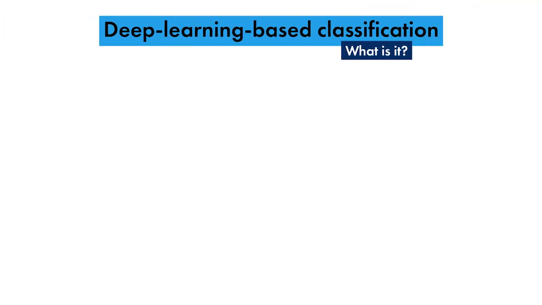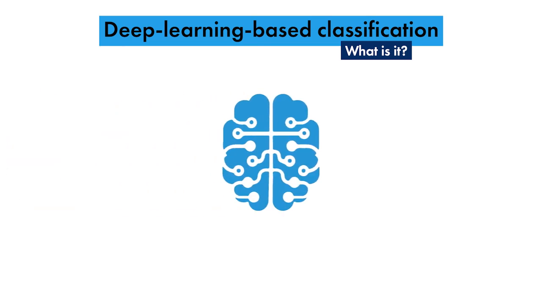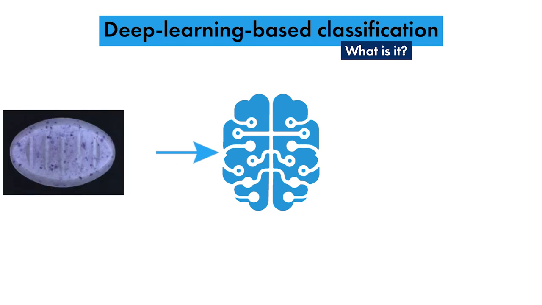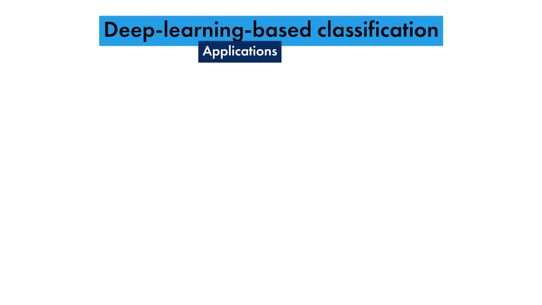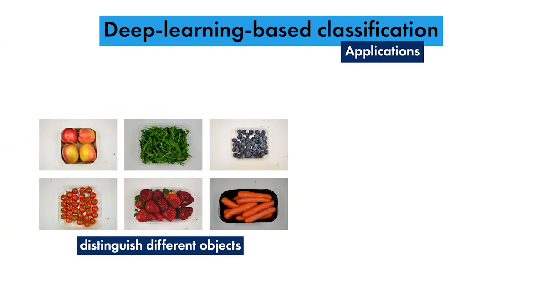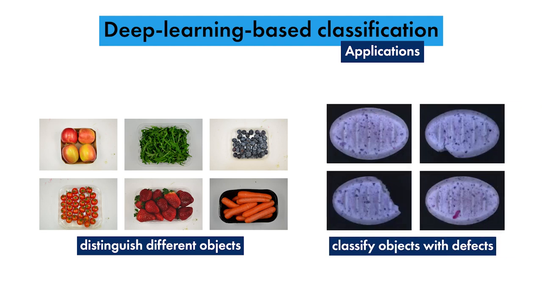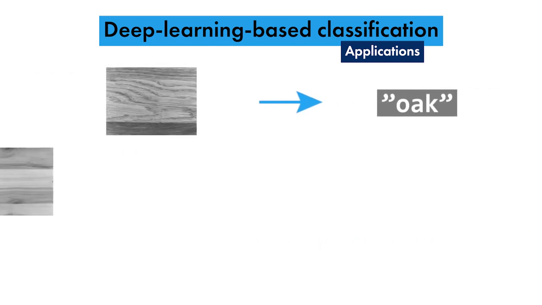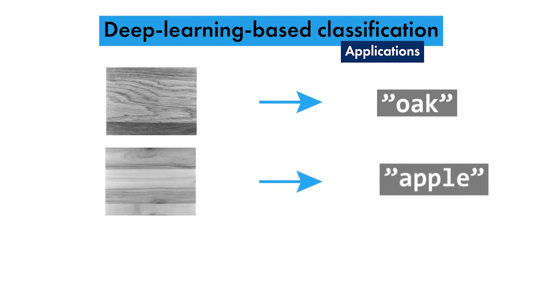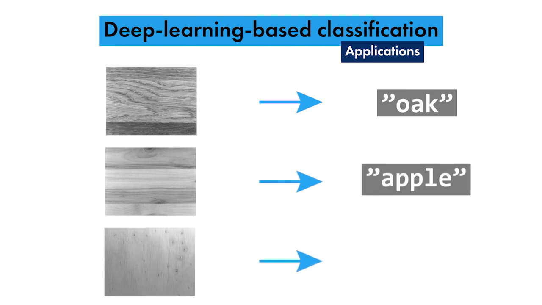But first, what is classification? Classification needs a trained classifier. With classification, you input an image and in return get a label for the whole image. Classification is mainly used to distinguish different objects or classify different types of defects. Deep learning-based classification is especially useful when traditional machine learning reaches its limits, for example, with natural objects containing a lot of variation and complex features.